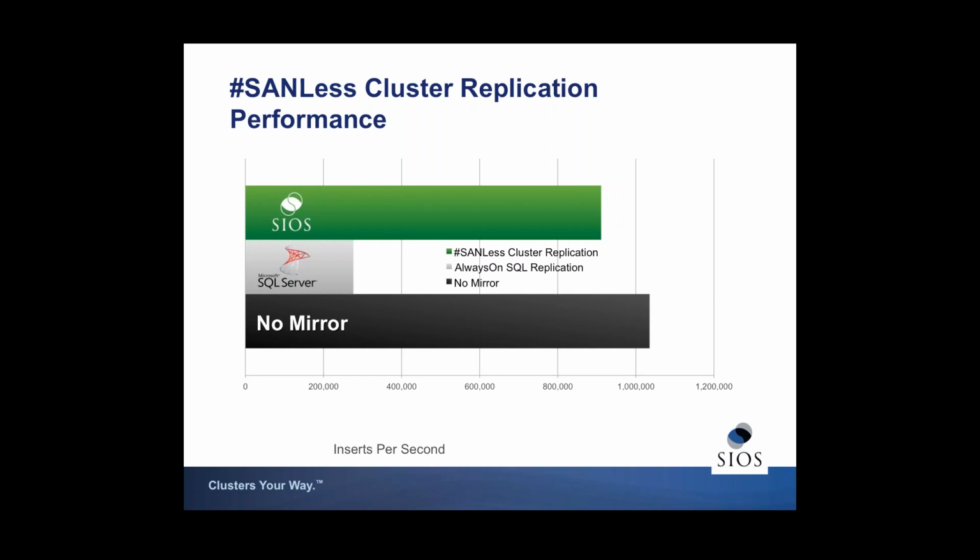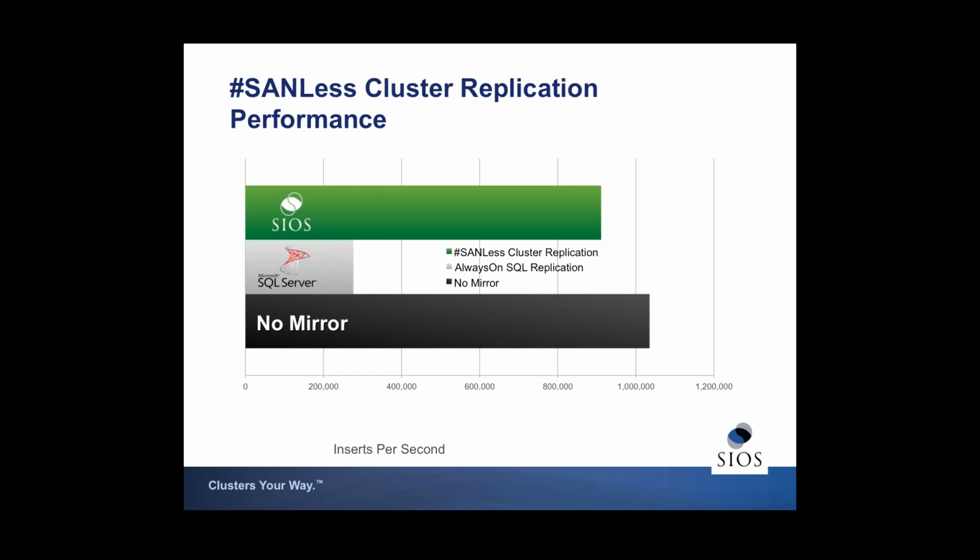So in this diagram here, what we did is we ran the same SQL workload. It was really just a simple workload of inserting rows into a database as fast as possible, and we actually did this with a host that had very fast SSD storage inside. That's why some of these numbers you see are pretty large. And with the no mirror at the bottom, that was just a standalone VM running SQL Server, no cluster involved or anything like that, just inserting rows into a database. We saw 1 million rows per second or just over.